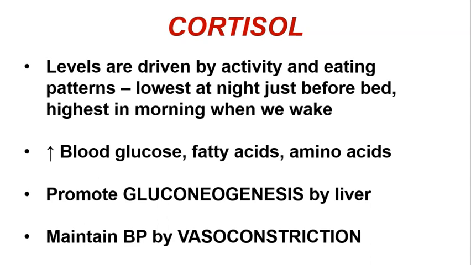The hormone increases blood glucose levels and also promotes the breakdown of lipids in adipose tissue in order to put fatty acids into the bloodstream. It also increases levels of protein breakdown in order to release amino acids into the bloodstream. The hormone stimulates gluconeogenesis by the liver, so that is, the liver will use those fatty acids and those amino acids in order to make glucose. Cortisol also promotes vasoconstriction in order to maintain blood pressure during stress.